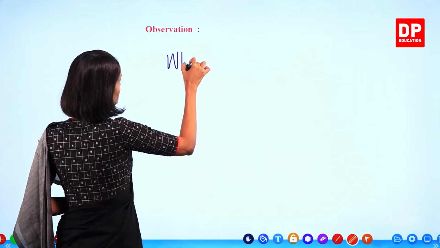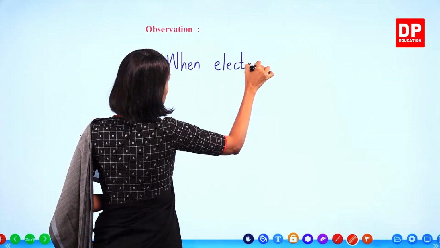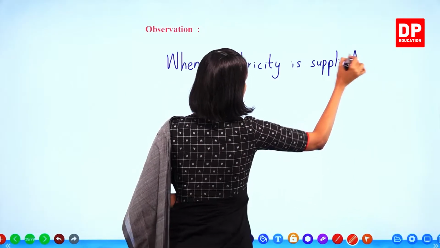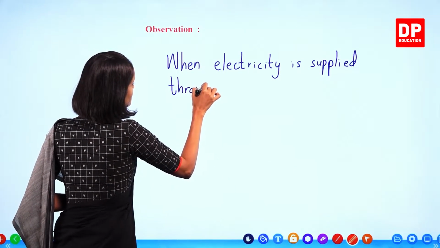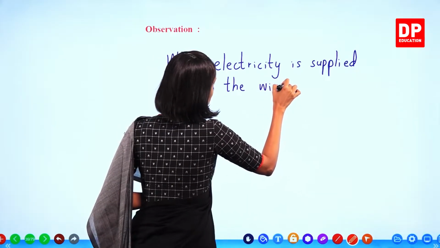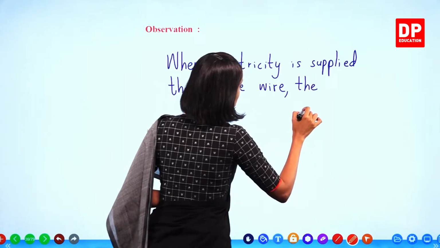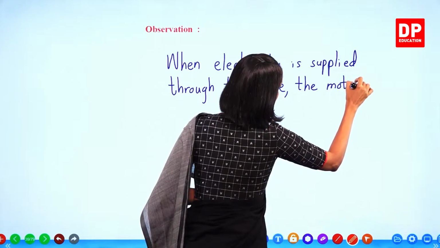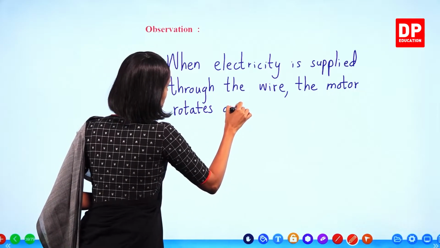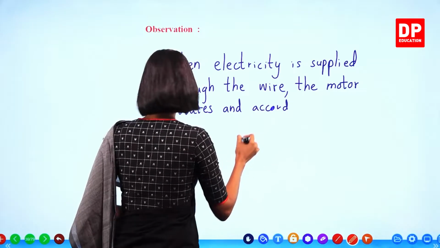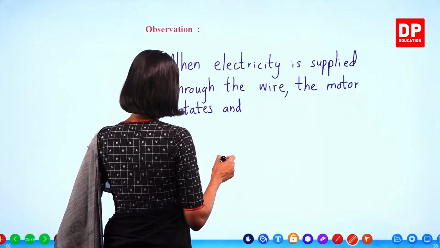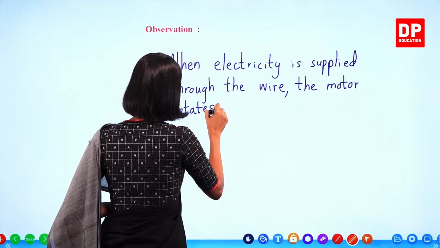Observation. When electricity is supplied through the wire, the motor rotates.